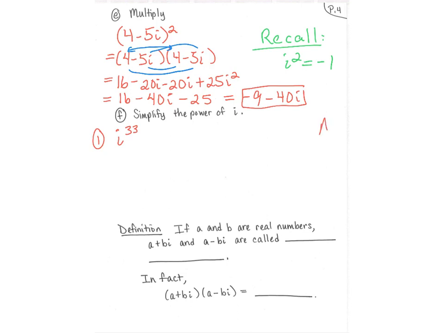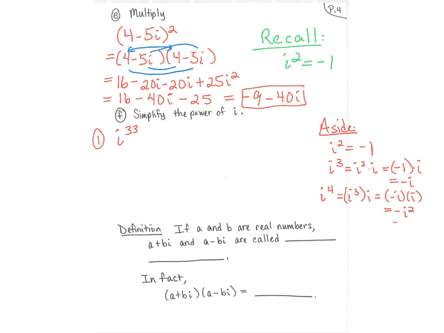So an aside here, you want to keep in mind the basic powers of i. So i squared is equal to negative 1. i cubed is equal to i squared times i, but that's negative 1 times i, so that's equal to negative i. i to the 4th is i cubed times i, which is negative i times i. Negative i times i is negative i squared, so it's negative 1 times i squared, which is negative 1. So it's the opposite of negative 1, which is 1.